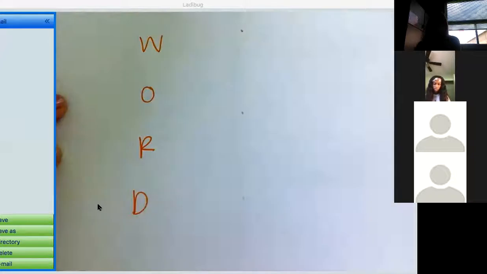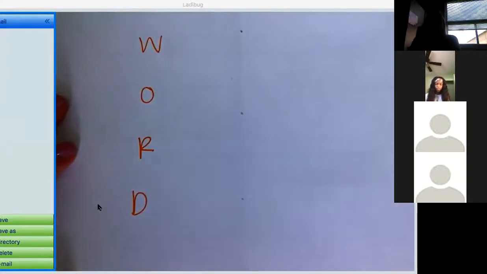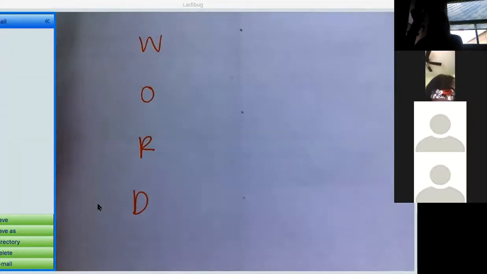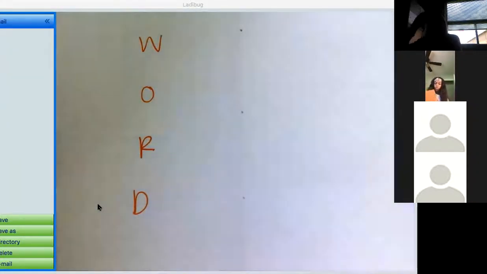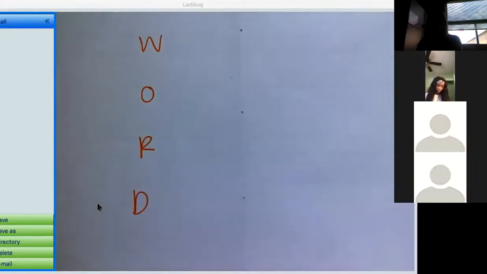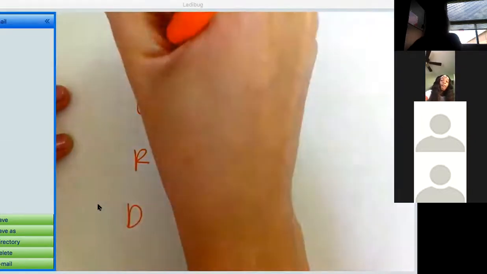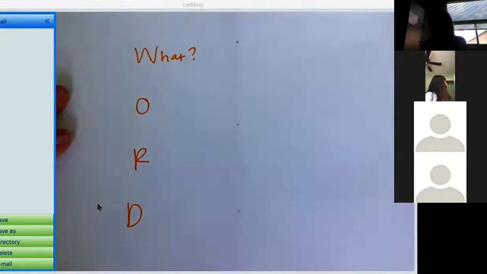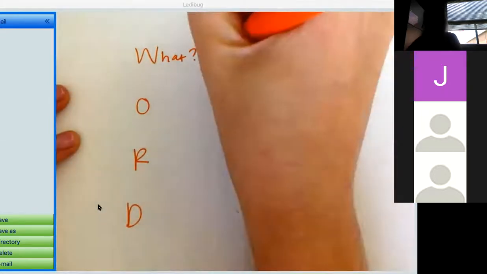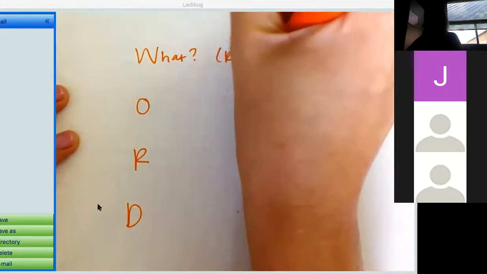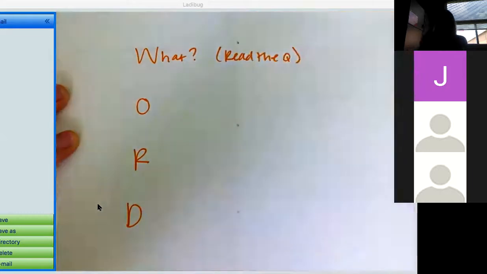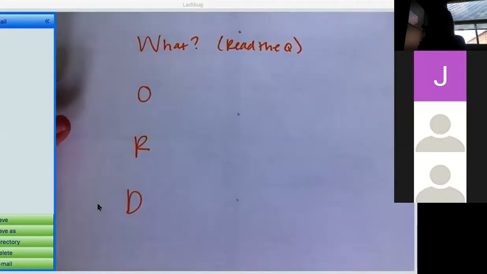It spells out WORD. I try to do stuff that you'll remember. I'm not one of these teachers that's going to be like, step one, step two, because then you don't remember it, okay? So what does the W stand for? What? Question mark. So how do we figure out the what? You read the question. There we go. Read the question.